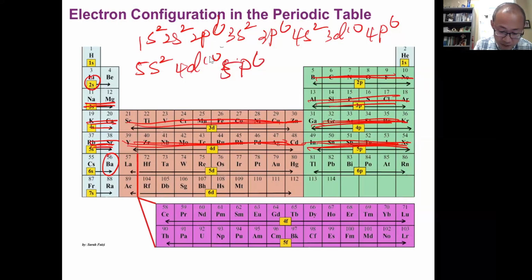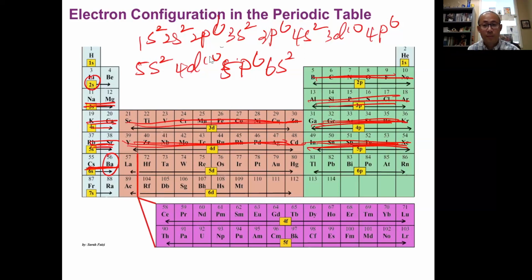After 5p6, I move to what? 6s2, because that's the second one, 6s2. See that? I'm moving across the periodic table. I can fill in the electron configuration with the help of the periodic table. Again, this is another method to fill in the electron configurations using the help of the periodic table. I hope you practice, find more elements, and just practice using your exercises from your book and also from the lecture.